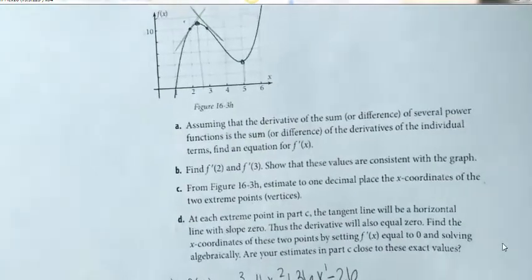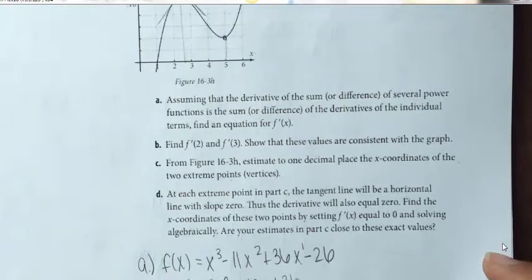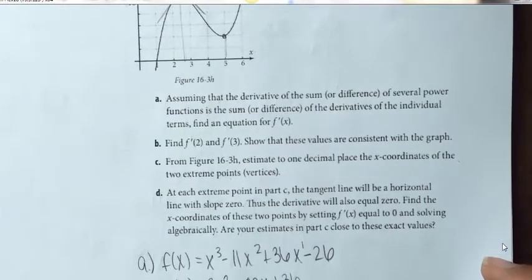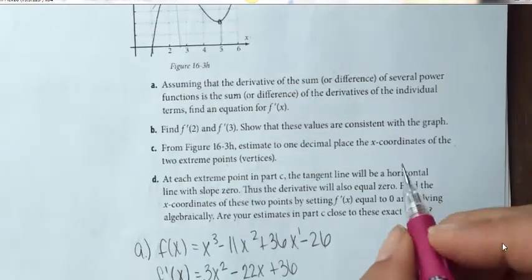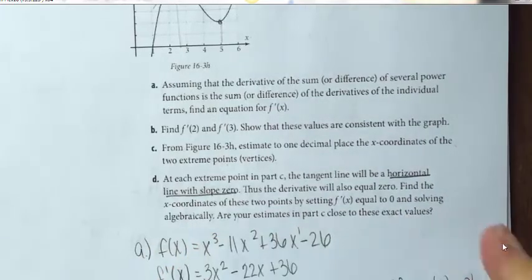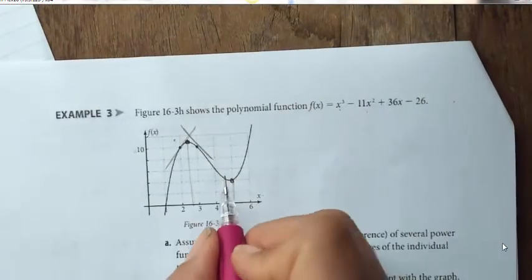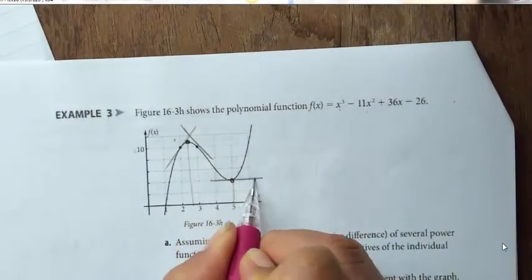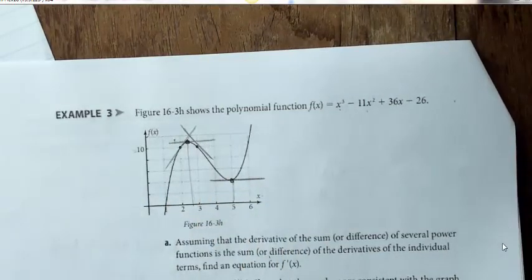Okay, let's do one last thing here. For D, at each extreme point in part C, the tangent line will be a horizontal line. Horizontal lines with a slope of 0, right? Because there's no rise, but you do have a run, so slope of 0. So every horizontal line has a slope of 0. Thus, the derivative will also equal 0. If I were to draw a tangent line right here, it's going to be horizontal. Tangent line up here, horizontal. Slope of the tangent line is 0.